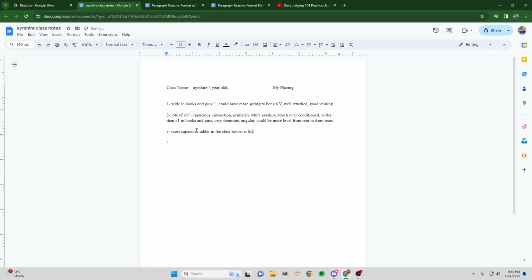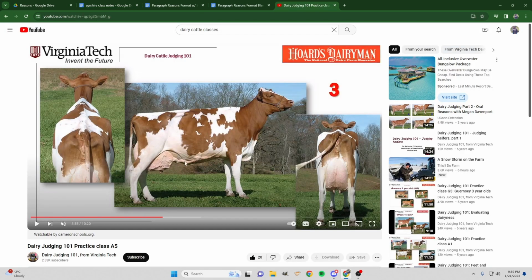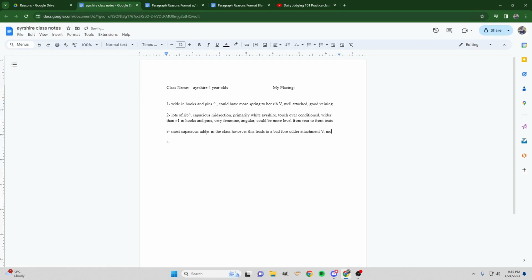However, this leads to a bad fore-udder attachment. So although that's a plus for having a big udder, that is ultimately going to be a down arrow, because you can see she doesn't blend well in her fore-udder attachment. Her rear udder attachment doesn't look bad. She's surprisingly well attached in the rear udder. Lots of veining. Most veining. And I spelt it wrong again. I have trouble with that word today.